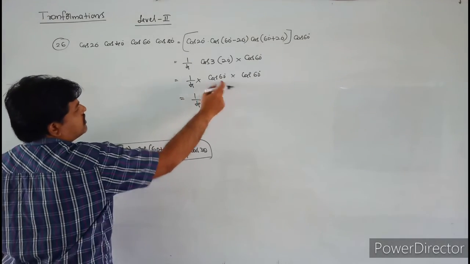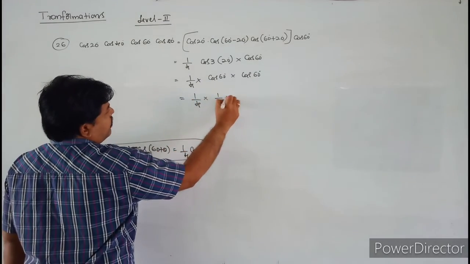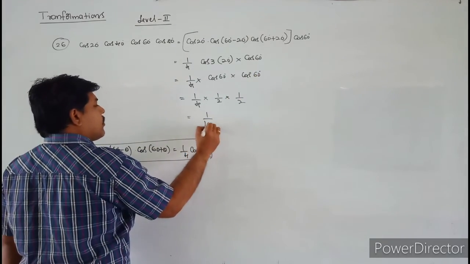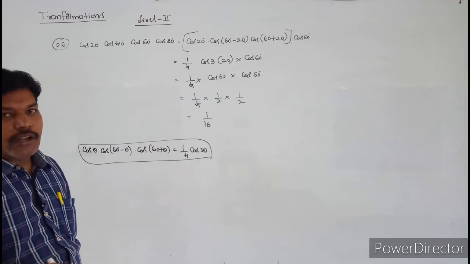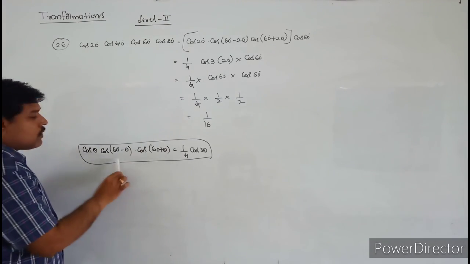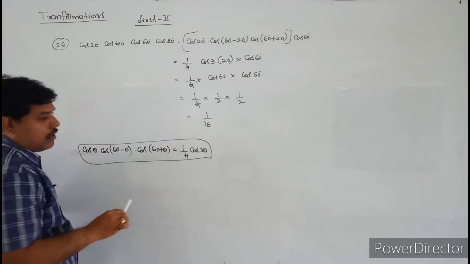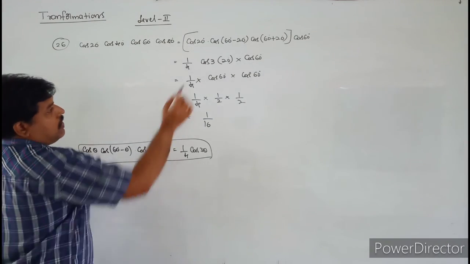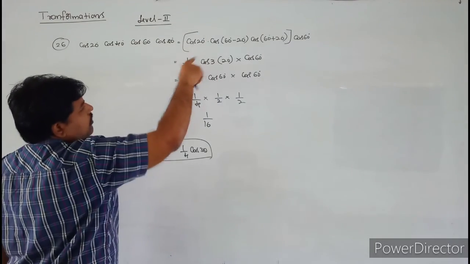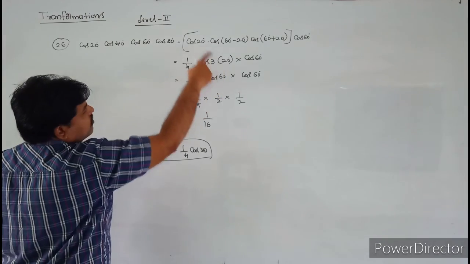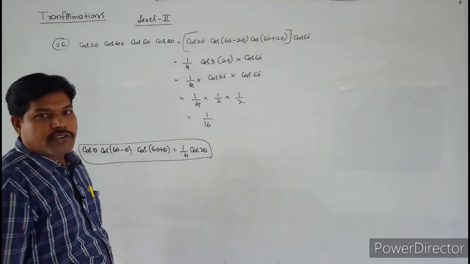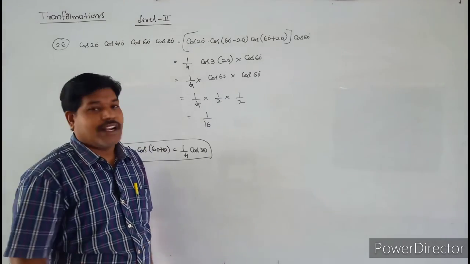So what happens, students? 1 by 4 into cos 60. What is cos 60? Cos 60 is 1 by 2. So the answer will become 1 by 16. First we have to understand that this is in the form of cos theta into cos of 60 minus theta into cos of 60 plus theta, so the answer is 1 by 4 into cos 3 theta. You can use the formula here, and the extra term is taken out. The remaining value becomes 1 by 4 into cos 3 into theta, which is 20 degrees, so it is cos 60. Already cos 60 is there. Just replace the values and you will get the answer. Okay, see that question, students.